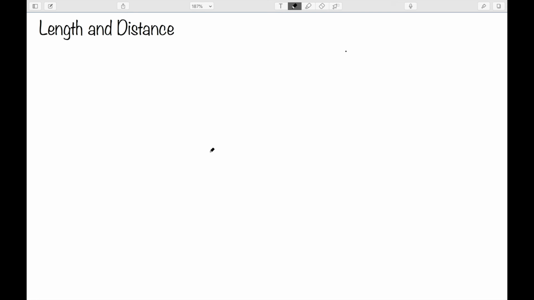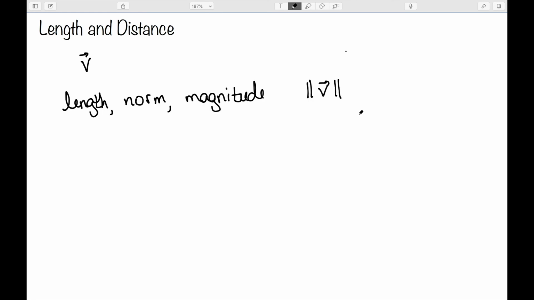In this video, I want to look at calculating the length of a vector as well as the distance between two vectors. Let's suppose we have a vector v. In this case, we refer to the length, also known as the norm or the magnitude, with this symbol here. And we just read this as the length of v, the norm of v, the magnitude of v, depending on which one of these terms you prefer.